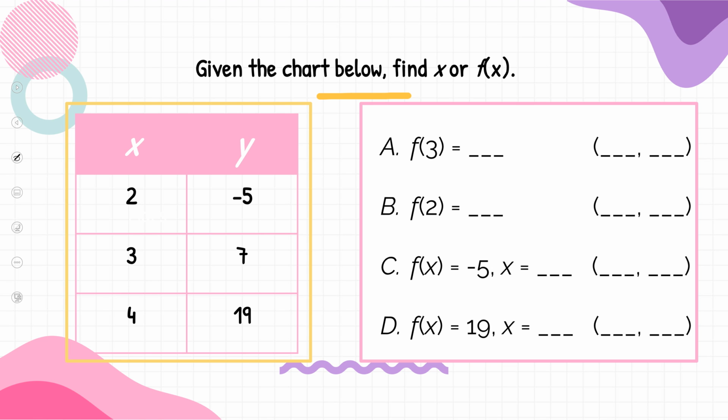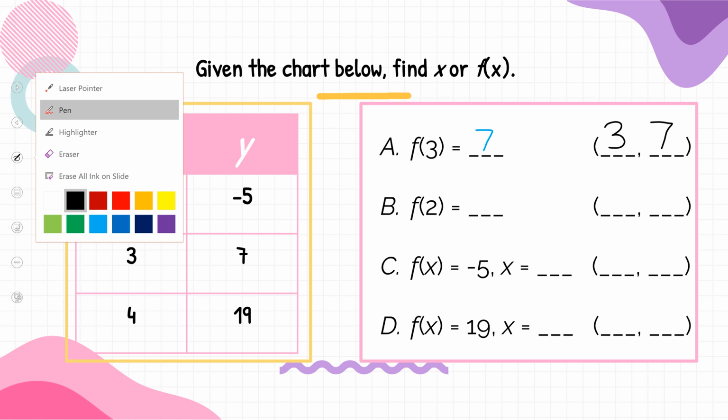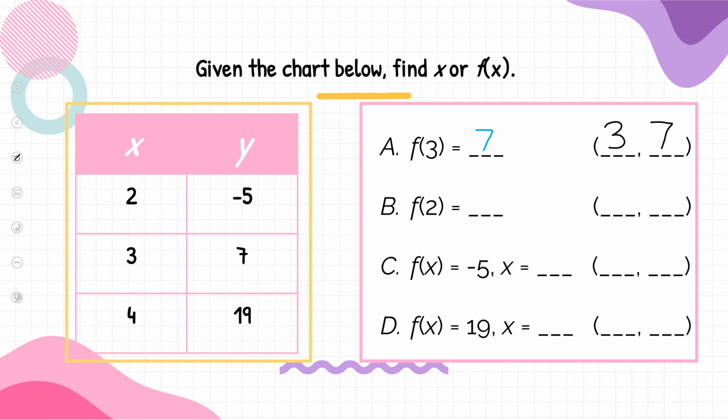Alright, and then let's look at this table. Given the chart below, find f of x. If I tell you that f of 3, that means our x value is 3. Wherever our x value is 3, in this case, looking at the chart, the y value is 7. So I'm going to have the ordered pair 3, 7. If I'm looking at a function with an input of 2, that means I'm finding that function at the point 2. Well, I've got 2, negative 5. So my output value is negative 5, which means the ordered pair here is 2, negative 5.